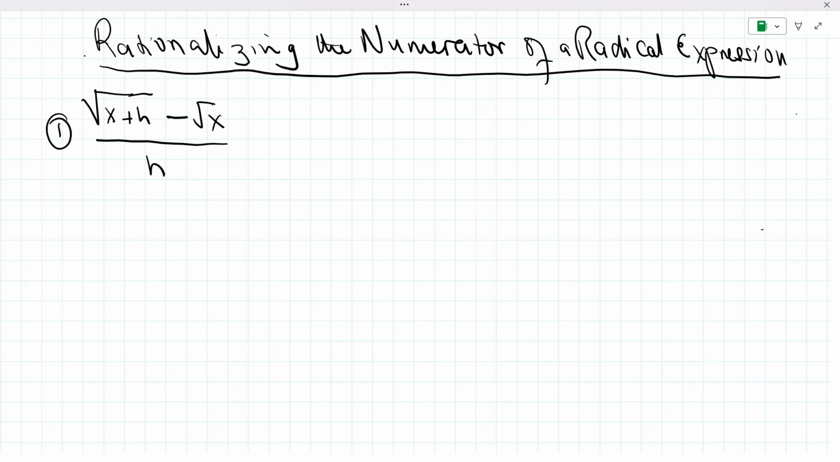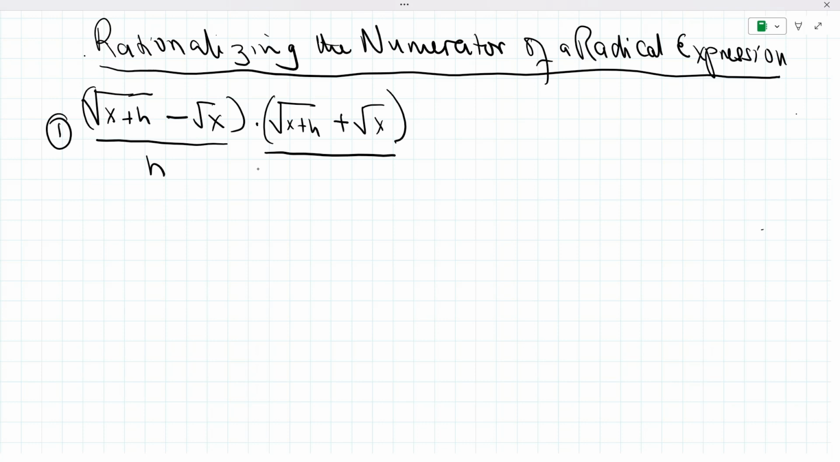And therefore, from our given example here, root x plus h minus root x, that expression must be multiplied by its conjugate. Its conjugate will be exactly the same, only that it will have a positive root x. And what we do to one part of a fraction, we must do to the other.